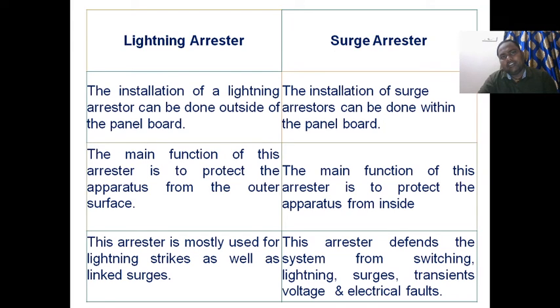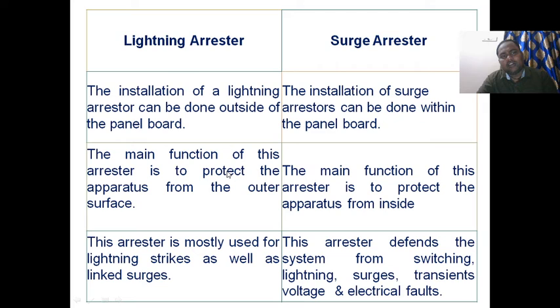So the difference between a lightning arrester and a surge arrester is a very important phenomenon. The installation of a lightning arrester can be done outside of the panel board. The installation of surge arresters can be done within the panel board. This is the lightning arrester outside of the panel board. This is within the panel board.